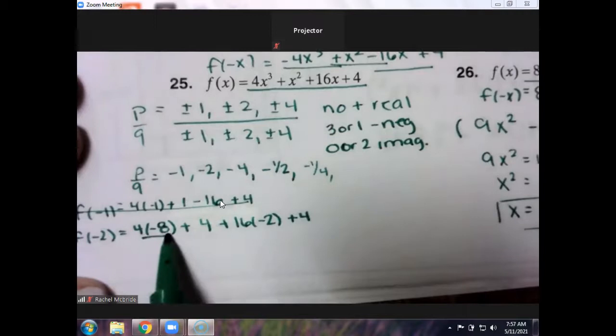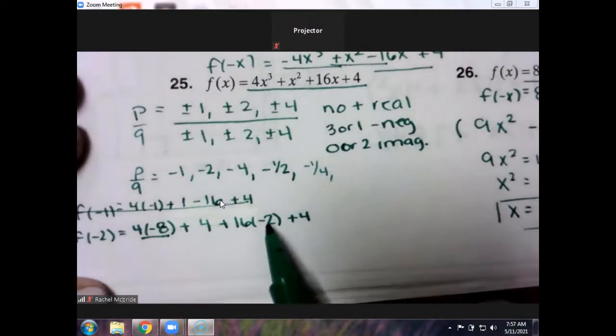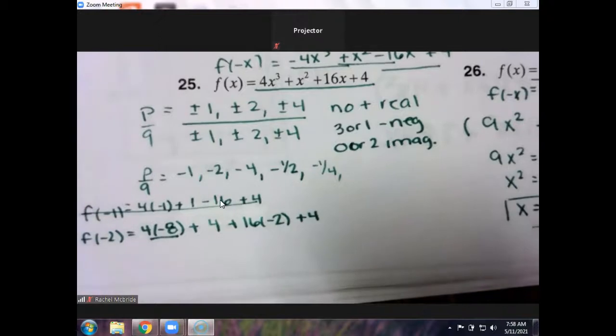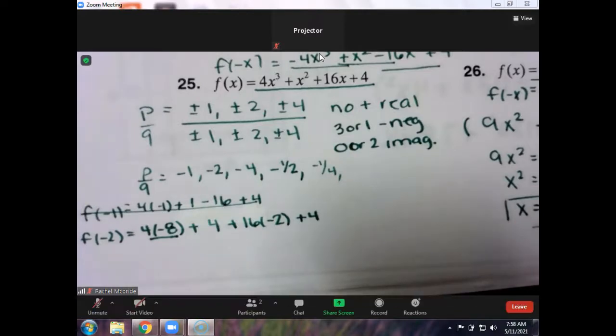So 4 times negative 8 is negative 32. 16 times negative 2 is negative 32. So again, if I plug in negative 2, it's also not going to work. So I can eliminate negative 2.